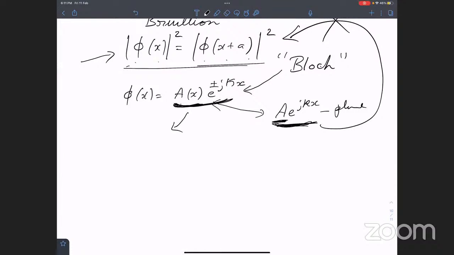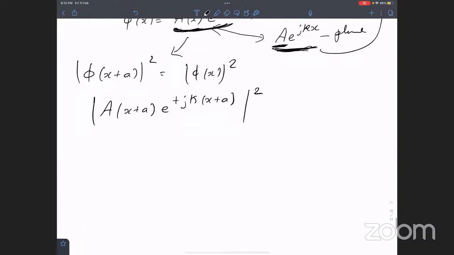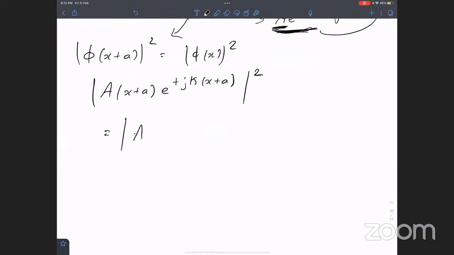Let us prove that it satisfies. How do we prove that? We have to satisfy that the mod of phi of x plus a, squared, must be equal to phi of x squared. So a of x plus a into e to the power plus, let's say, j capital K times x plus a, mod of this must be equal to mod of a of x into e to the power plus j capital K into x.